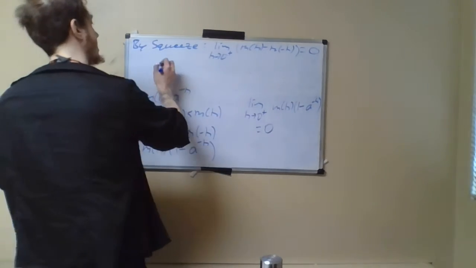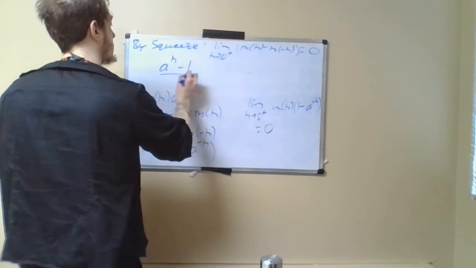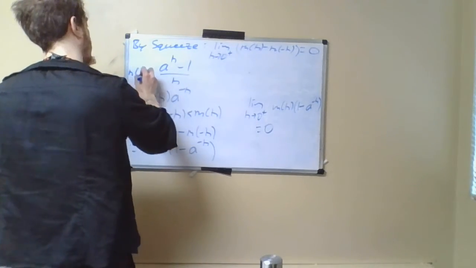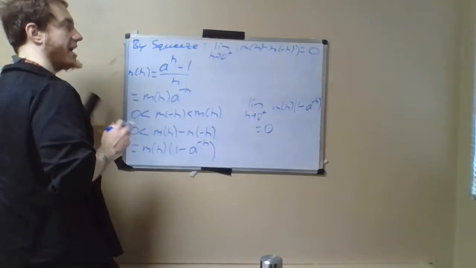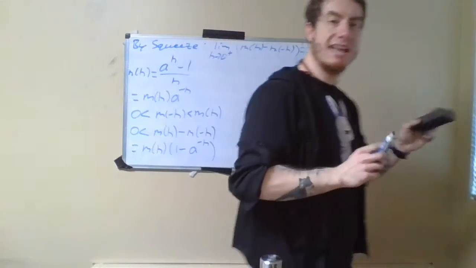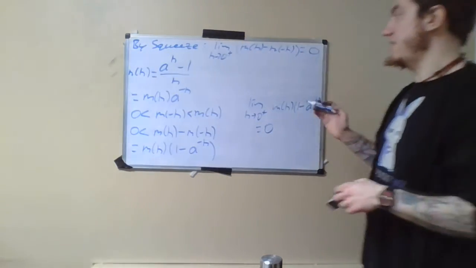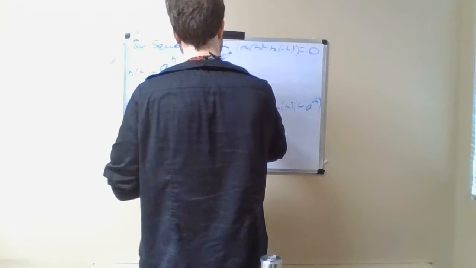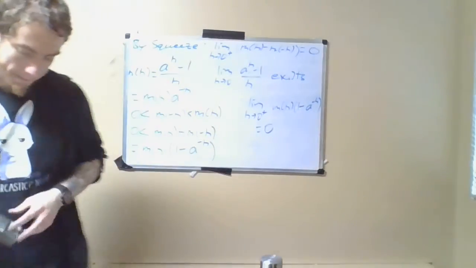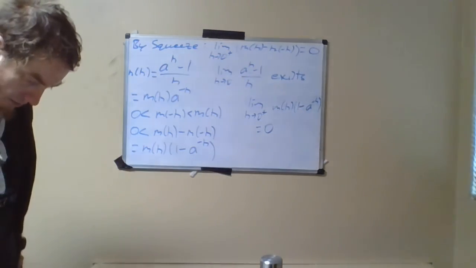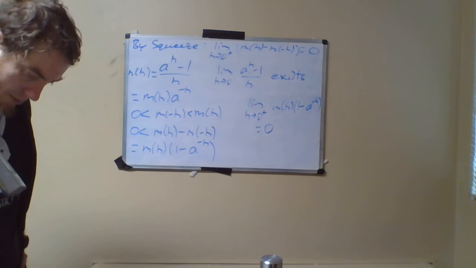But m of h is actually the quantity that we are interested in. It is actually this a to the h minus 1 over h. And if the left-hand limit and the right-hand limit both exist and agree, then the limit exists. And so what we have established is that the limit as h goes to 0 of a to the h minus 1 over h exists.